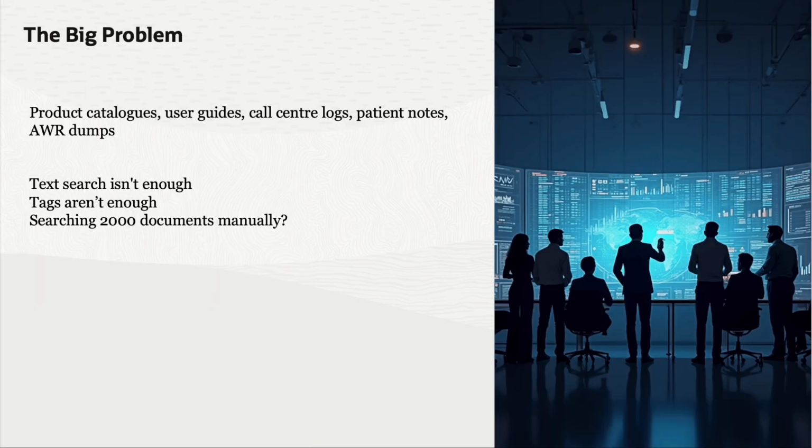When you look across an organization, all of this unstructured material adds up fast. Product catalogs, user guides, call center logs, patient notes, large diagnostic files. The list is almost never ending, and the challenge is a traditional search tool that only works when you know the exact keywords to look for. Tags help a little, but they're usually incomplete or inconsistent. So when you have thousands of documents, each with its own style and terminology, finding the right information becomes slow and frustrating. Nobody wants to dig through 2,000 files by hand just to answer a simple question.